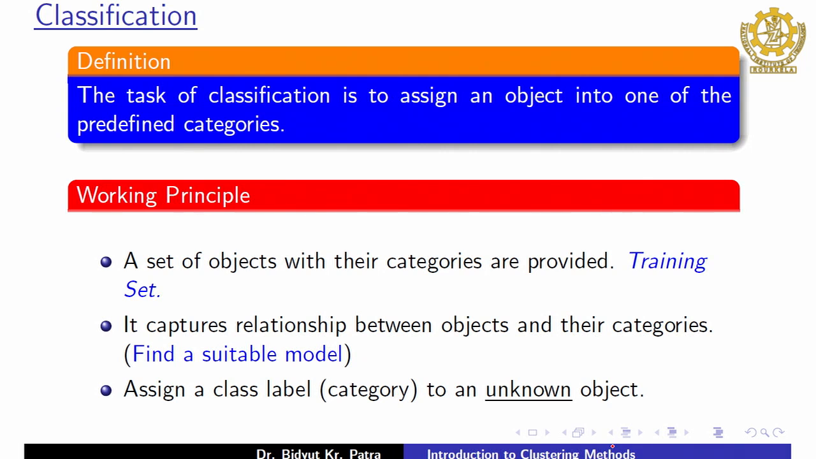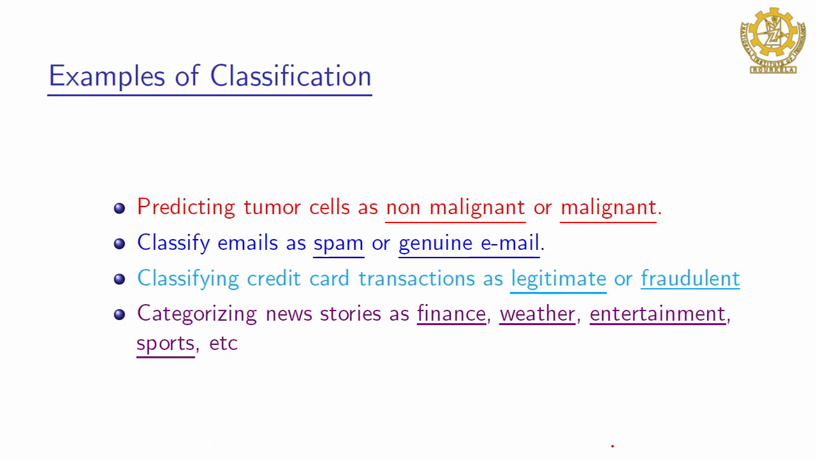And how does it work? We know that it will have a training set, that is, a set of objects with their categories provided. Then we make a model using this training data set, and whenever a new or unseen object comes, we have to assign it to one of the predefined categories. That was the working principle of classification techniques, and we studied various classification techniques; support vector machine will be covered very shortly.